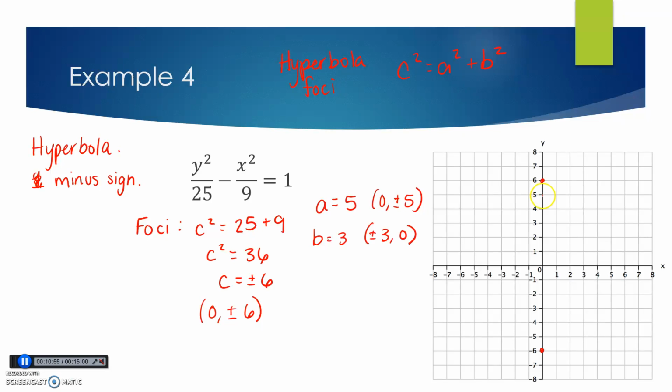So graphing these points, I'm going to get 5 and negative 5, 3 and negative 3. Connect those with a box. And then I'm going to draw my asymptotes, my diagonal asymptotes. Remember, I'm using dotted lines to show that these are not actually the graph of the equation. These are just the guidelines. So I want them to be dotted. And then I'm just going to go like this, and it's going to get close to the asymptotes but never actually touch.